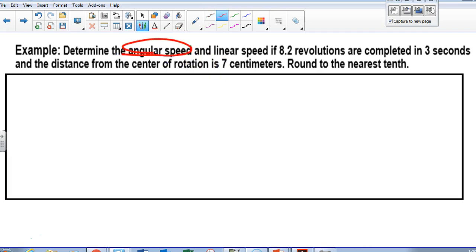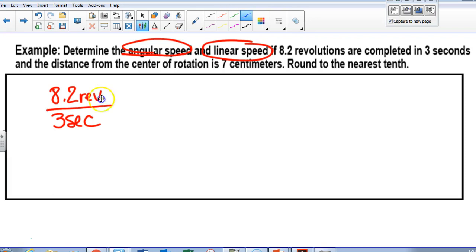Find the angular speed and the linear speed, if 8.2 revolutions are completed in 3 seconds. Okay, I have revolutions per second. What is that? Is that an angular, linear, or neither? It is neither at this point. What is it close to? It's close to an angular, but I need it to be in what? Radians. So what can I do with that?